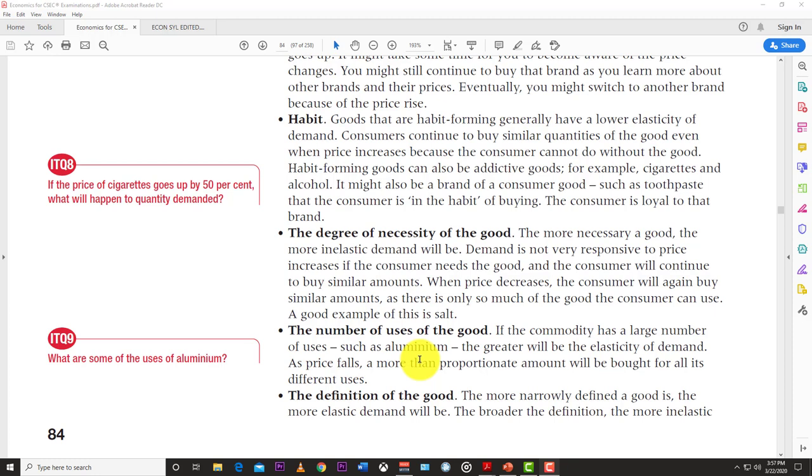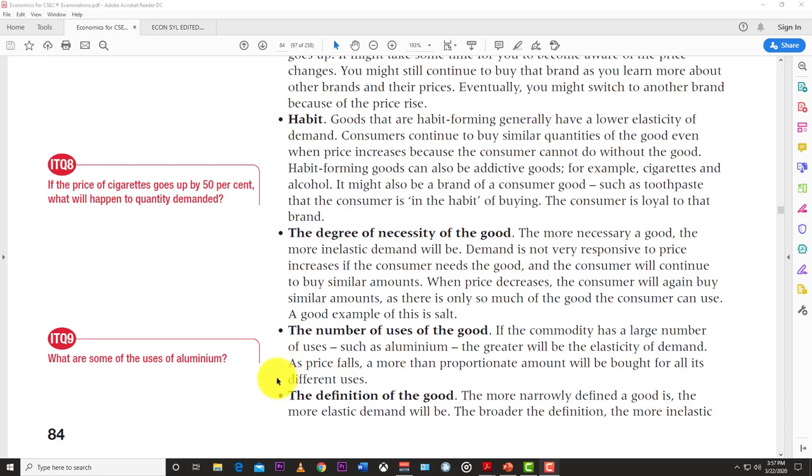So it's about the number of uses for the good. Think about your house. Think about goods that can be used for multiple purposes. For example, your soap powder: you can use it to wash dishes if you want. You can use it to wash your clothes if you want, scrub down your bath, whatever. So if the price goes down, you buy more to accommodate all the uses. But if the price goes up, you buy less and you stick to certain particular uses.